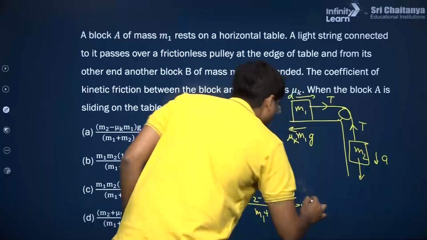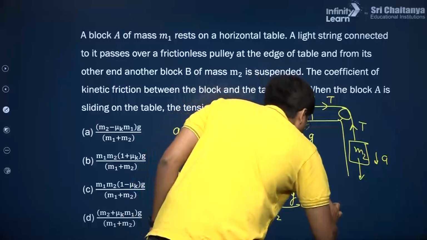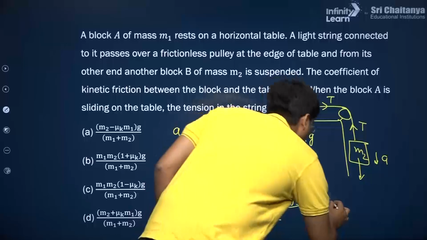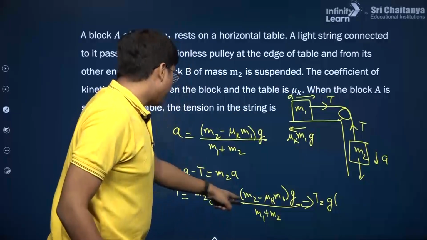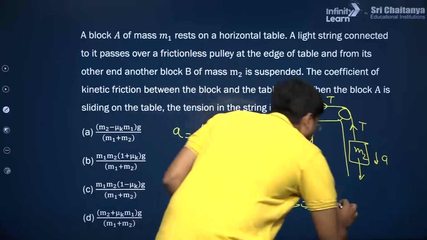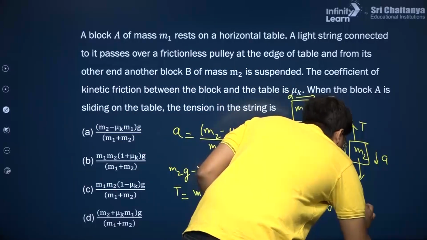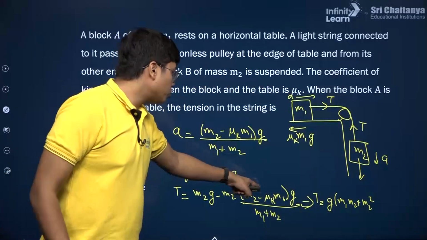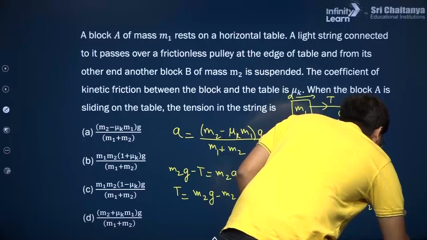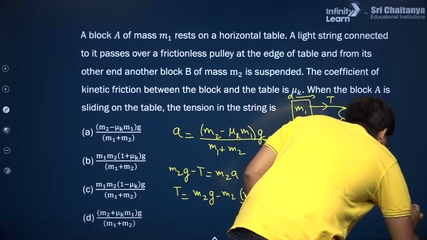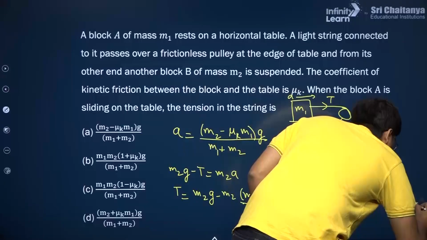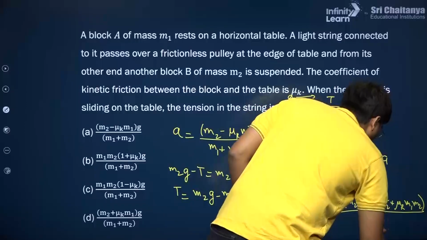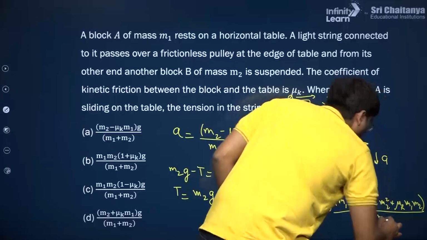Let's pull this on this side. We'll be having t is equal to m2, and we'll take the entire g common. So let's take the g out first. Then you have m1 m2 plus m2 square, and over here you'll be having minus m2 square plus mu k m1 m2, right? When I've opened this up, and the entire thing would be divided by m1 plus m2.